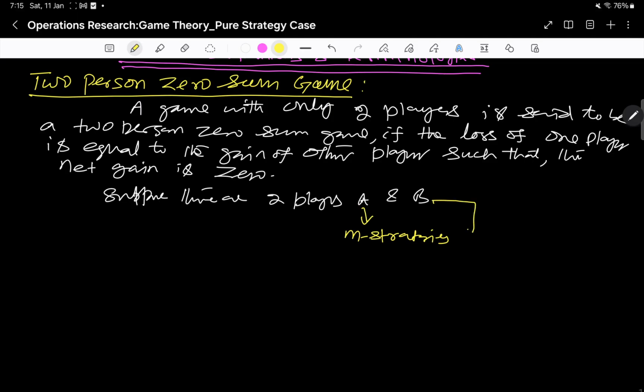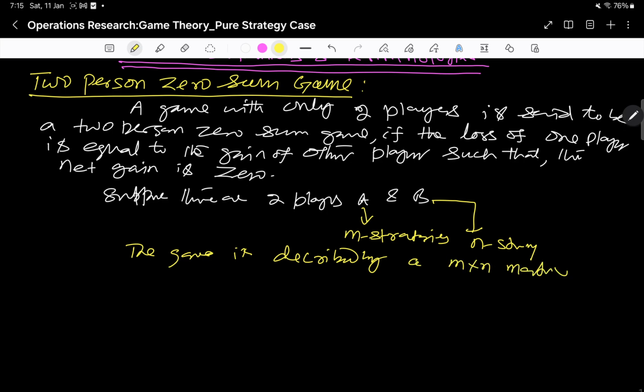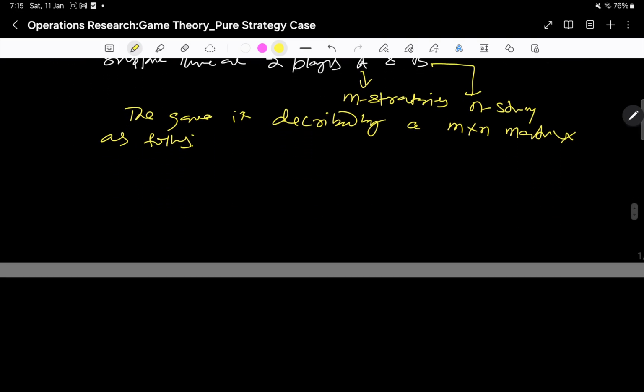And B is having N strategies. Then the game is a rectangular matrix. The game is described by an M cross N rectangular matrix, as follows. That means the matrix is like this.